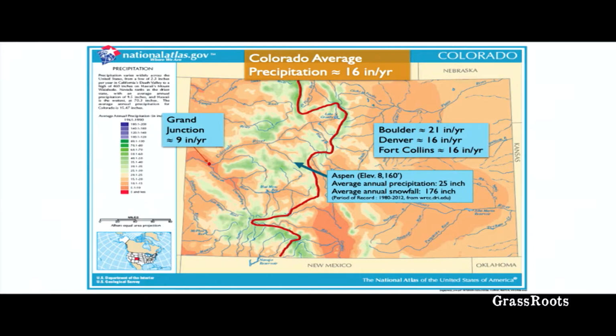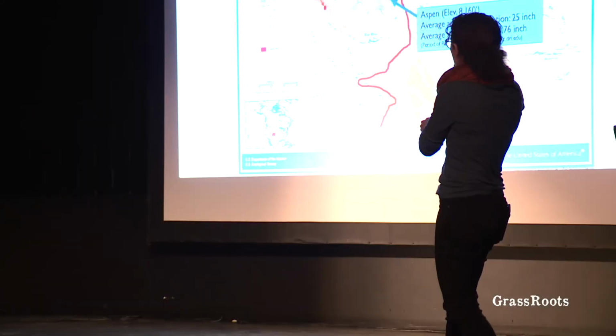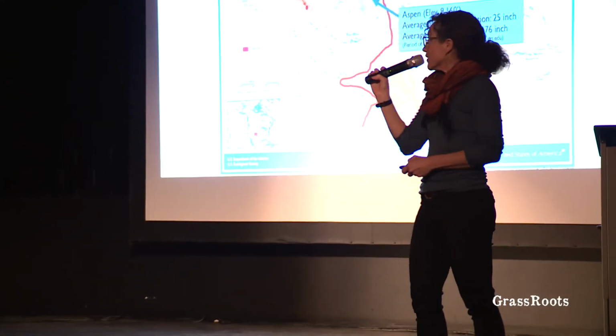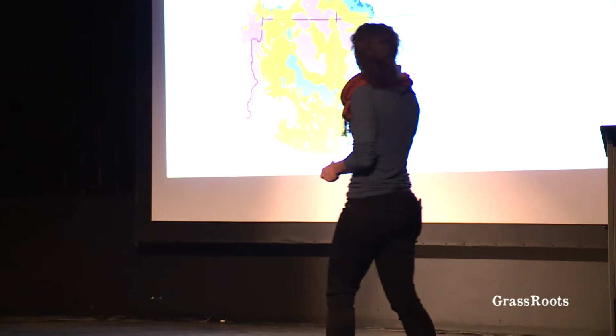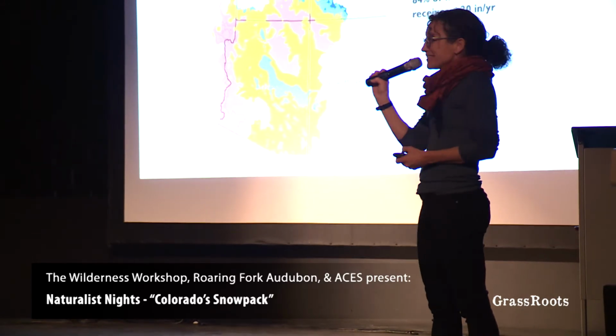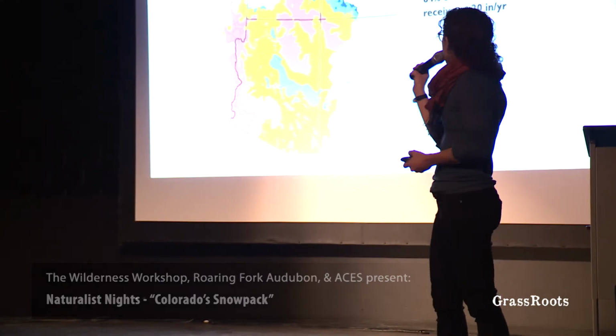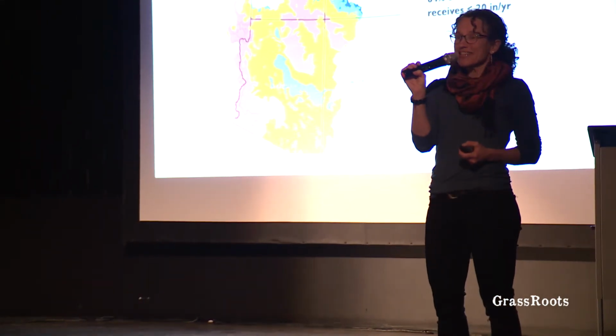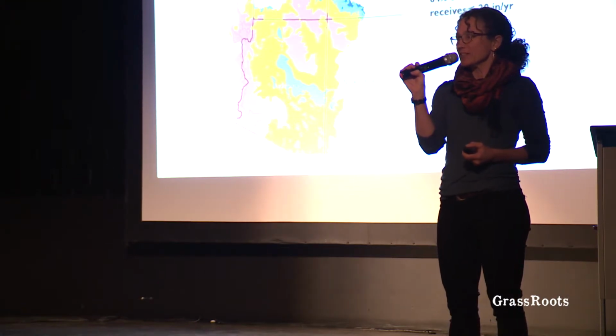We'll look in a minute at the relationship between the snow depth and the actual amount of water that's in it. From a water supply perspective, we're not so much worried about the total depth of snow. We're more worried about how much water is actually in that snow. So in the Colorado River Basin, most of the basin gets less than 20 inches of rain a year. And a third of the basin receives less than 10 inches of precipitation a year.